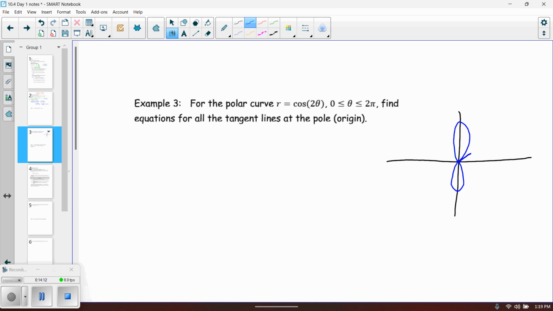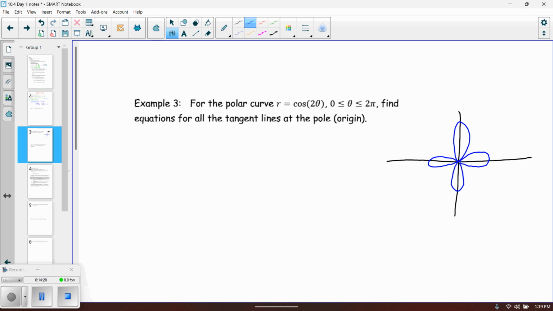It's going to be one of those 4-petaled roses. I'm doing my best to try and get, that's horrible, but it's good enough. So this is what this means. We want to find all of the tangent lines at the pole.